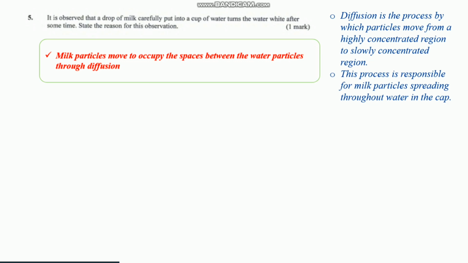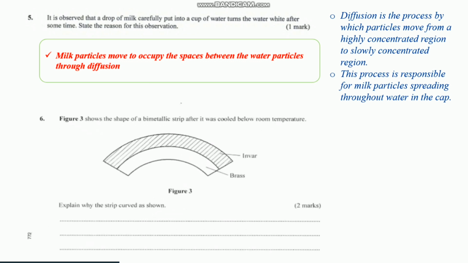So if you have a drop of milk, that drop is highly concentrated with milk particles. If you place it in water, water has a low concentration of milk particles. Therefore, the milk particles will move from their concentrated region and spread throughout the cup.